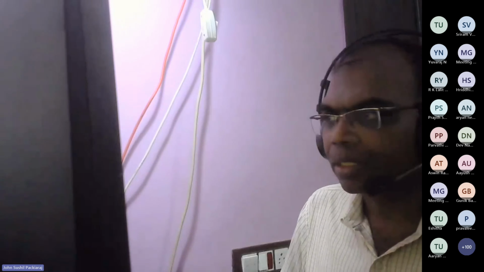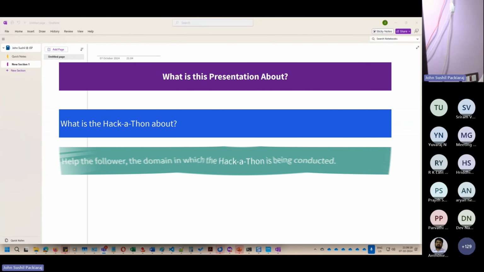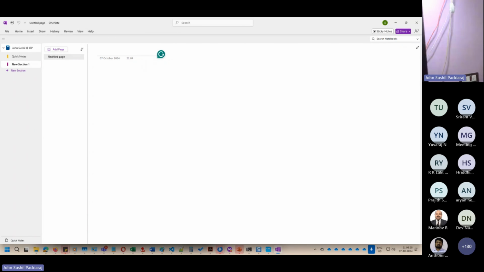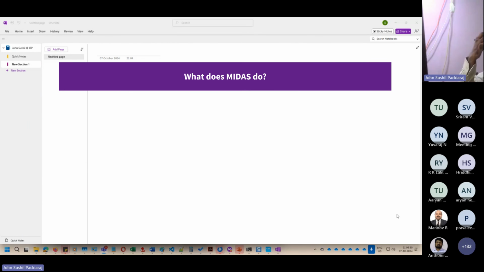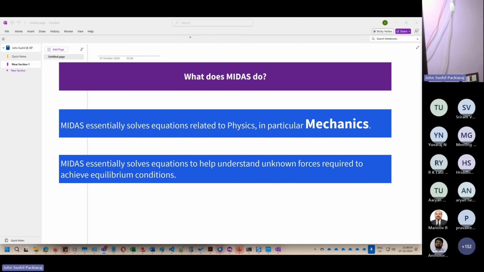Let me share my screen with you. So, what is this hackathon all about? What is this MIDAS software? Basically, if you are looking at the software, it is a software that is essentially going to do some physics for us. What is the physics?